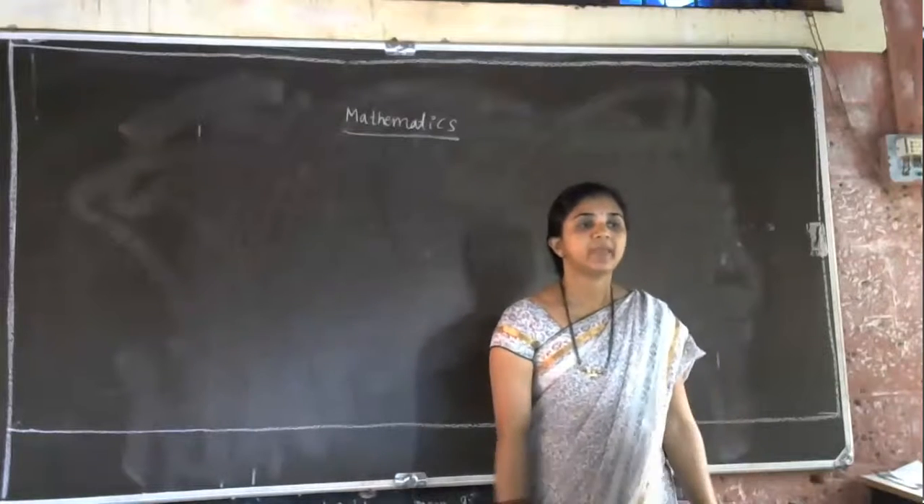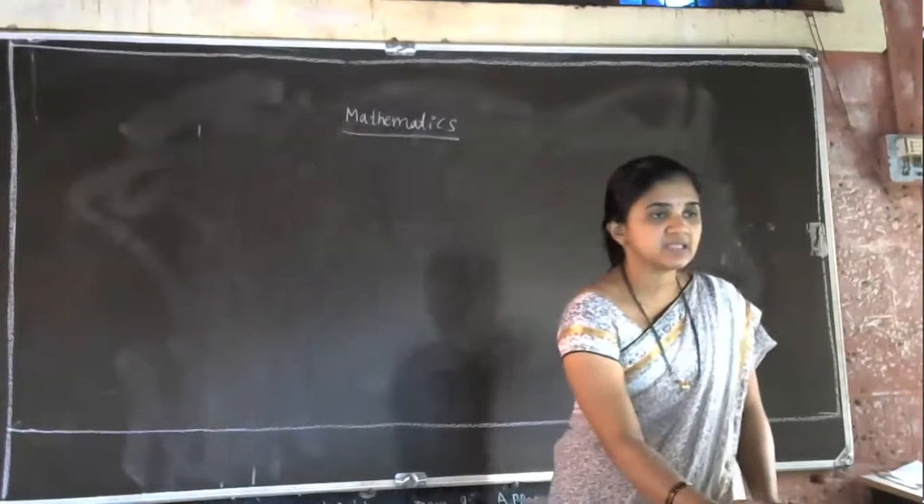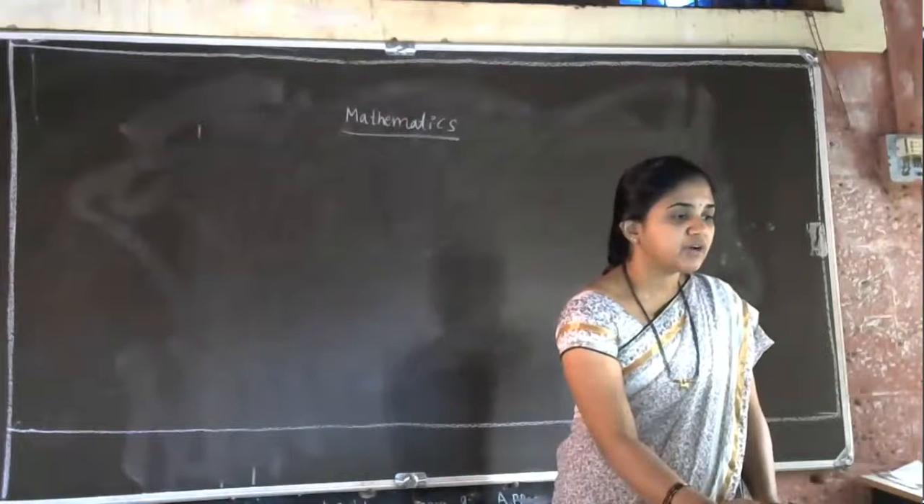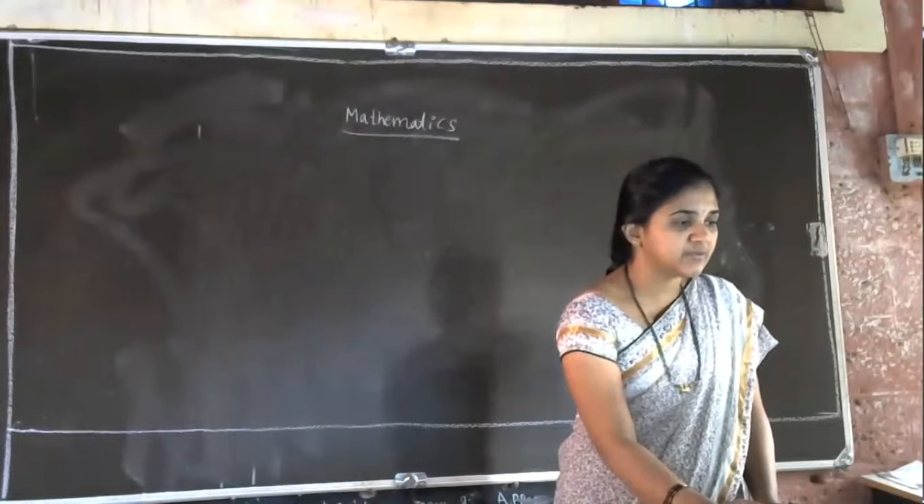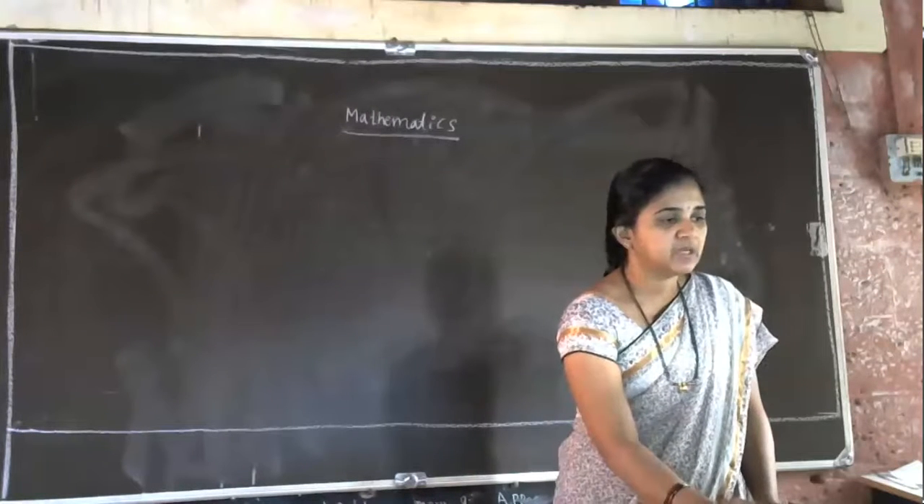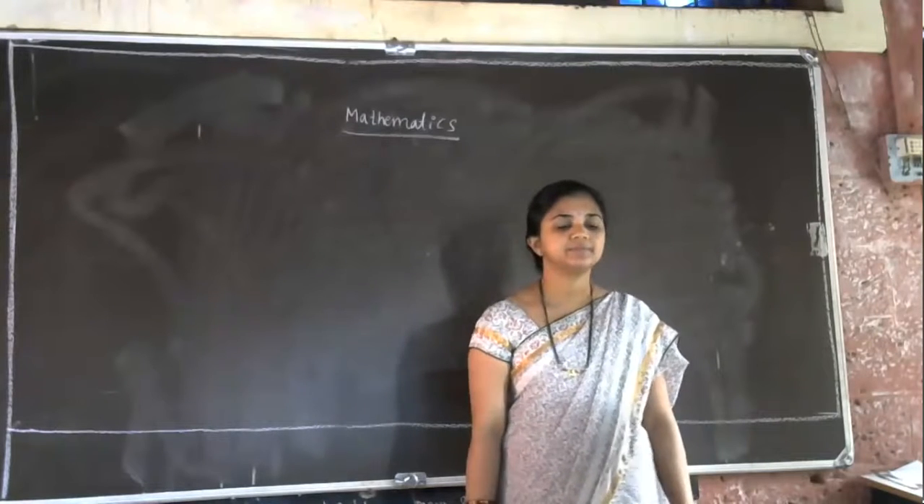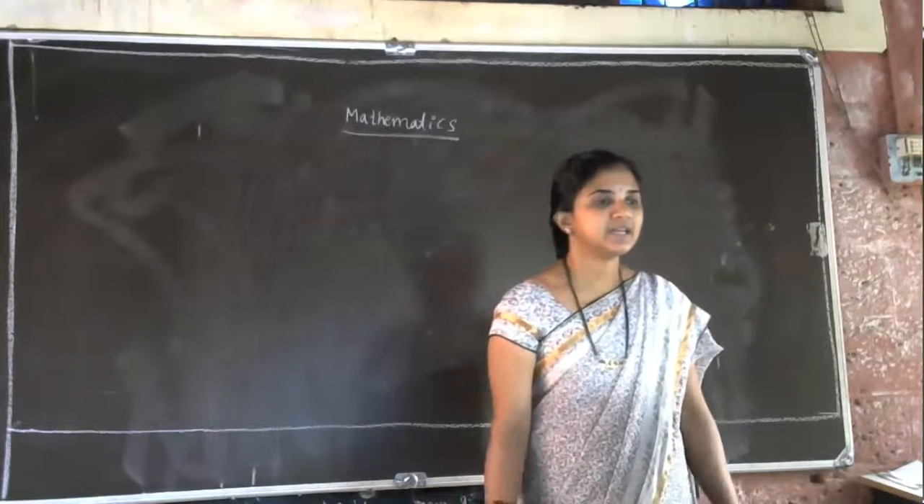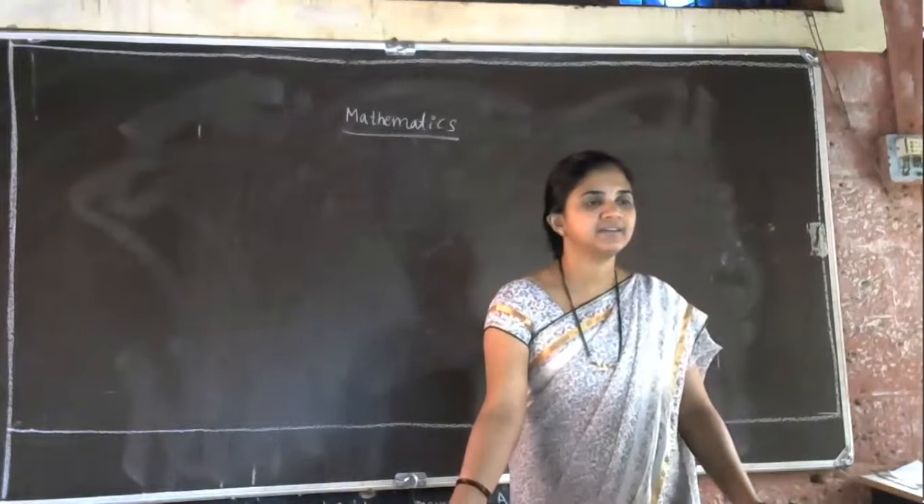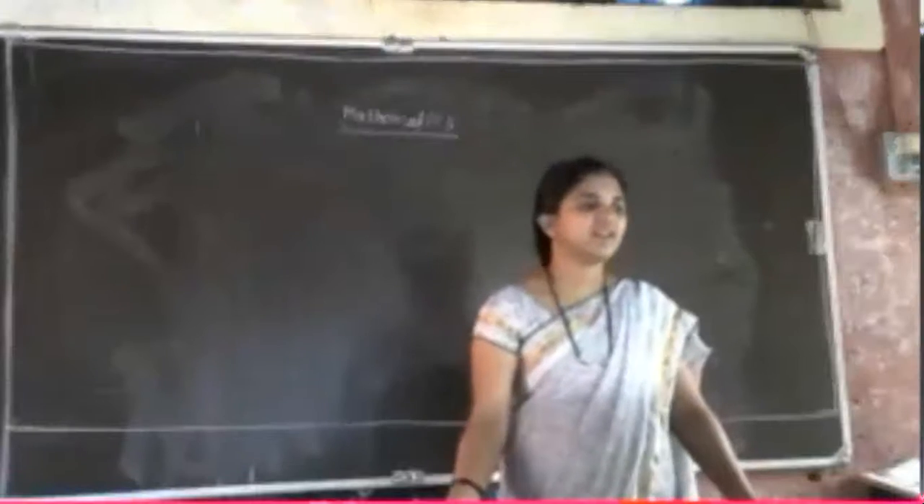Next one is SAS similarity criteria. For that, I need the answer from Sahana Shetty. In two triangles, if two pairs of corresponding sides are proportional and the included angles are equal, then the two triangles are similar. Okay, Sahana. Correct answer.